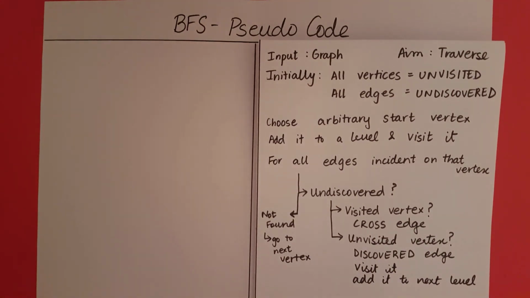Now, for all edges incident on that vertex, we are going to check if it's undiscovered. If it is an undiscovered edge, we check the vertex that follows the undiscovered edge. If that vertex is visited, we mark the edge as a cross edge. If that vertex is not visited, then we mark the edge as a discovered edge. We visit that vertex and we add that vertex to the next level. Now, once none of the edges incident on the vertex are undiscovered, we start exploring the next vertex.